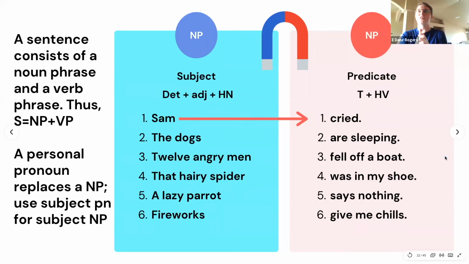When we look at a sentence, in order to check that it's correct, we're going to separate the subject and the predicate. First thing we're going to do is, does the subject match the verb? Then we're going to look just at the noun phrase, make sure the noun phrase is correct, then just at the verb phrase, make sure the verb phrase is correct. All right.